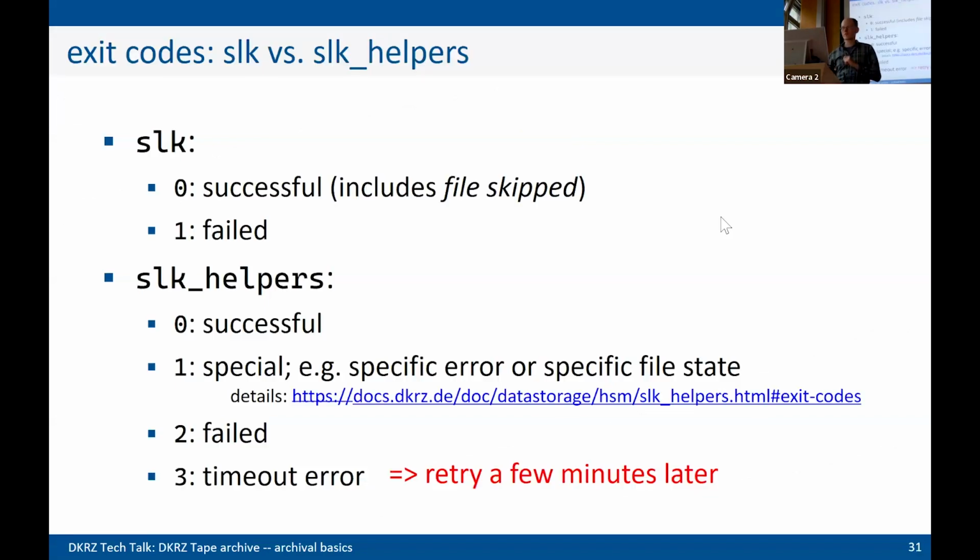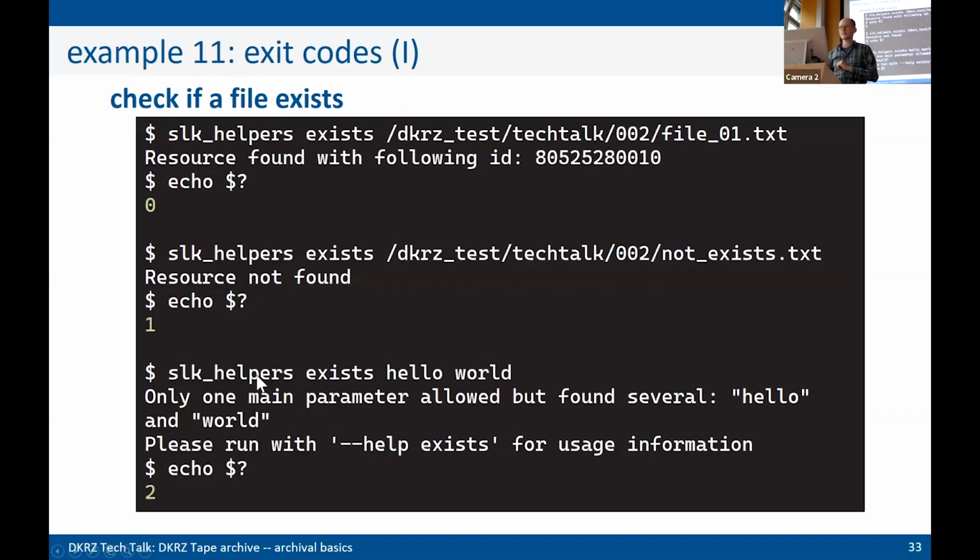And now examples for this exit code 1, for which use case it is made. So if we have a command SRK helpers exists, and if we check whether a file exists and the file exists, then we get exit code 0. If the file does not exist, but there are no other errors, then we get a 1. And if the command fails for whatever other reasons, then we get a 2. So for example, the command accepts only 1 input argument, but we provide 2, then we get an error and the 2 as exit code.